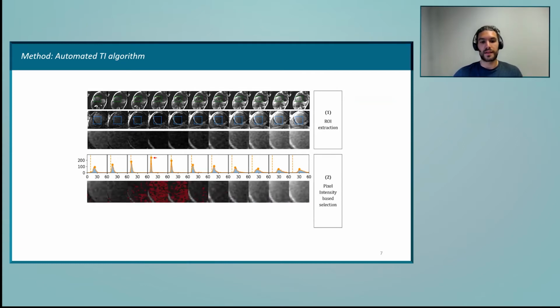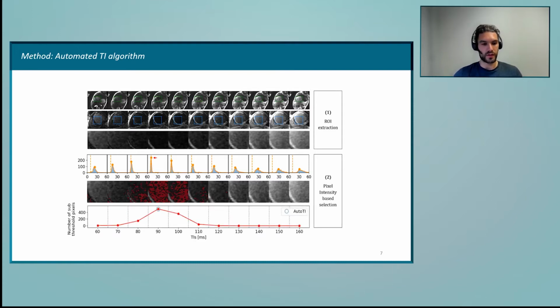So what we are looking at is all the pixels below this threshold, and here they're represented in red overlay on the image. We can just count the number of these pixels and express it as a function of the TI to have a little graph like this. And what we can see is the goal is just to find the maximum value of this graph, which in this case will be 90 milliseconds, and we could use it for the actual acquisition.